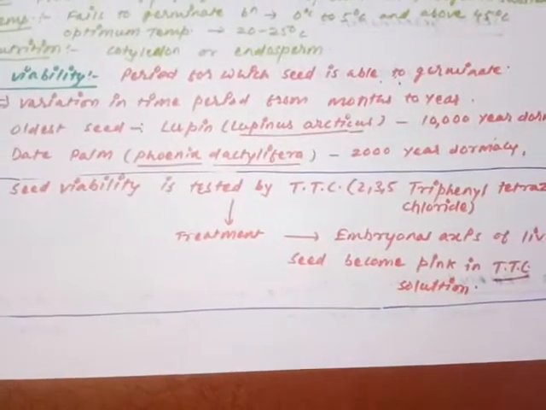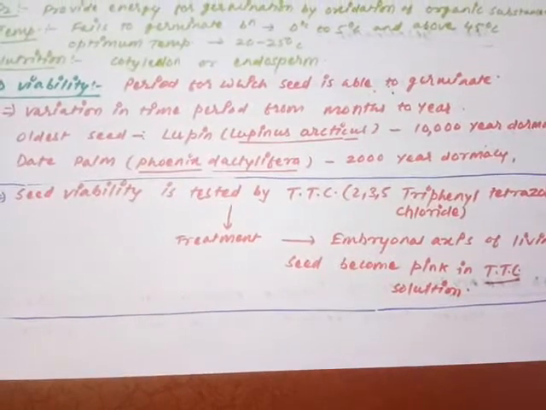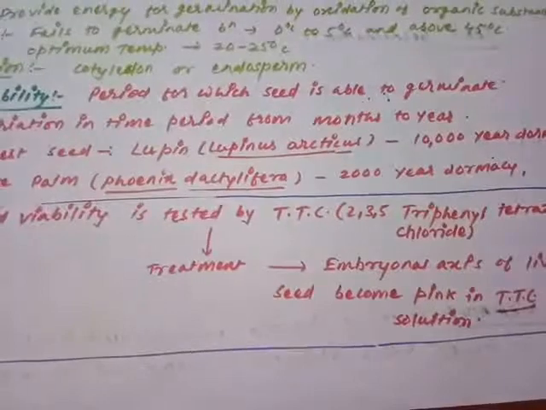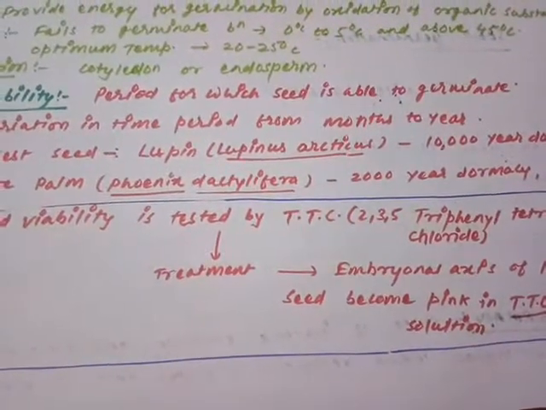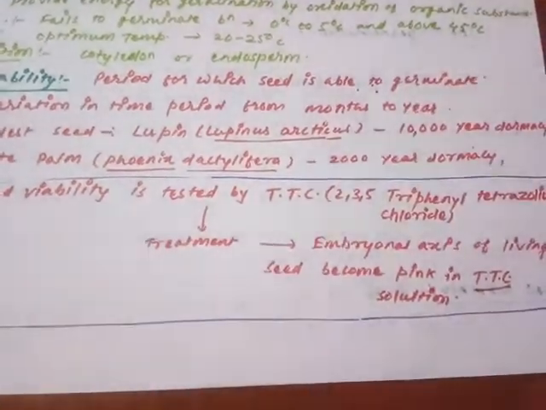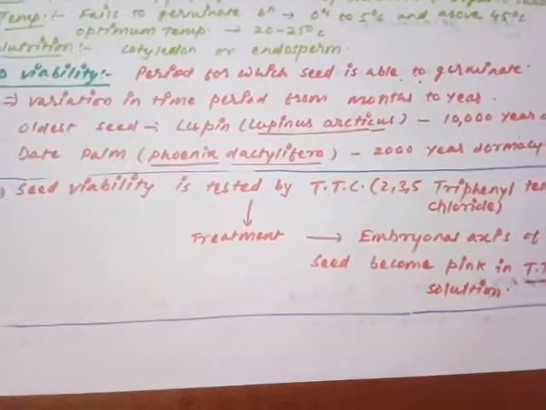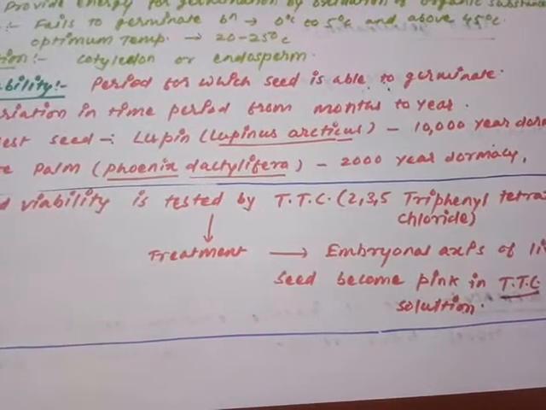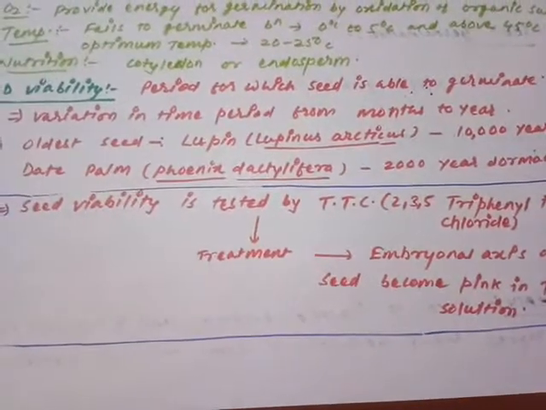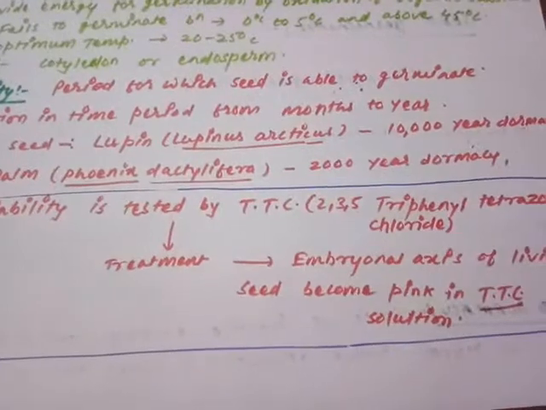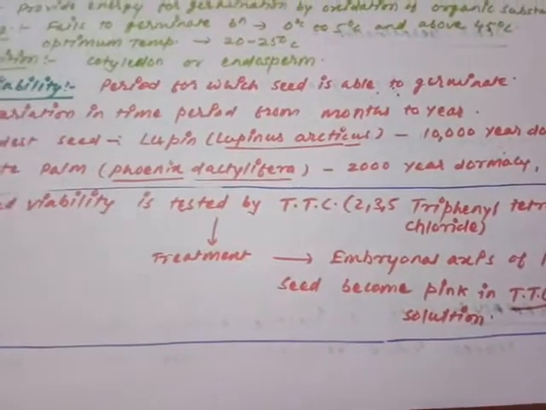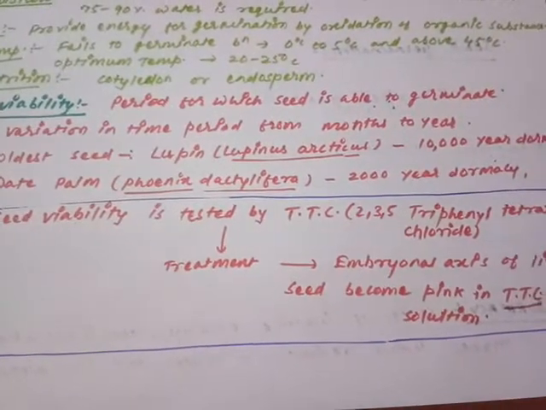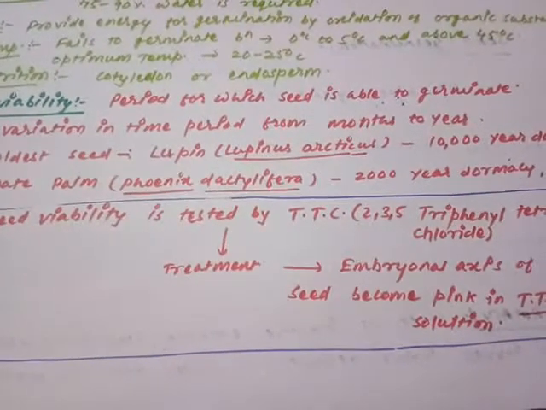So the oldest seed recorded for dormancy is the lupin seed, Lupinus arcticus, with 10,000 years of dormancy reported. The next seed reported for the longest seed dormancy is date palm, Phoenix dactylifera, with 2000 years of seed dormancy.